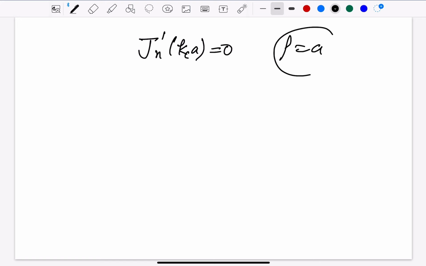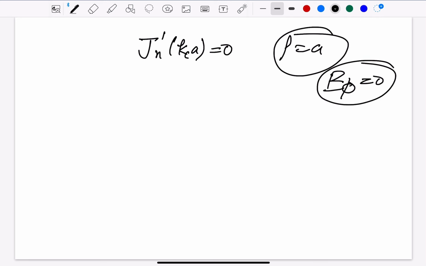So the TE mode of the cylindrical waveguide is going to be defined by when you have Jn dash KCA become 0, because at rho is equal to A, E phi is supposed to be 0. Fine. Hopefully this is clear to all.